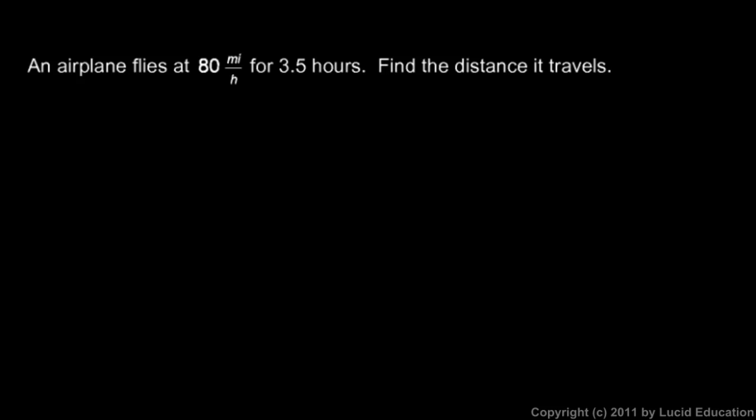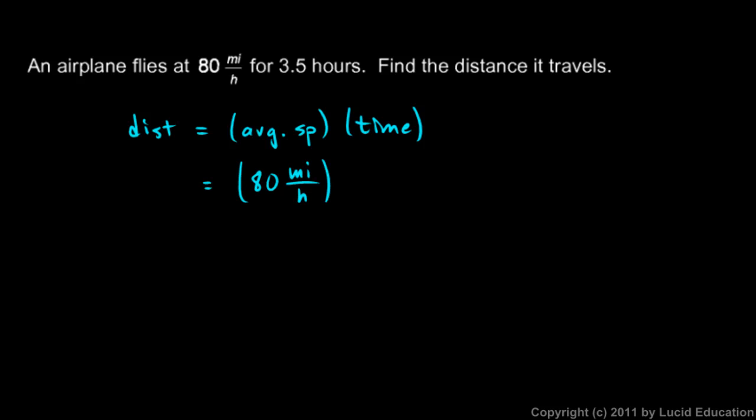In this example, we're told that an airplane flies at 80 miles per hour for 3.5 hours. Find the distance it travels. We'll use our equation in this form. Distance is the average speed times the time. So we'll just put in these numbers here, put in a number for average speed and time, and multiply them together, and that will give us the distance. So let's put in our speed, which we're given is 80 miles an hour. And the time that we're given is 3.5 hours.